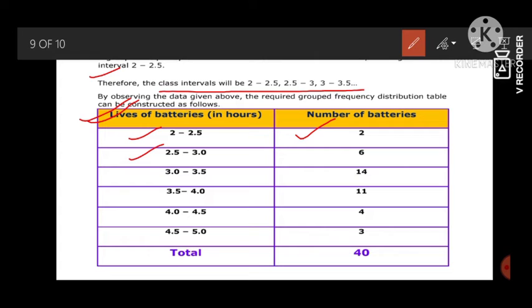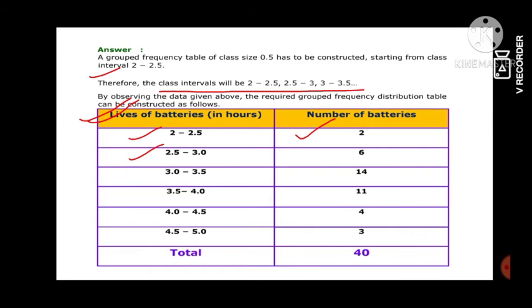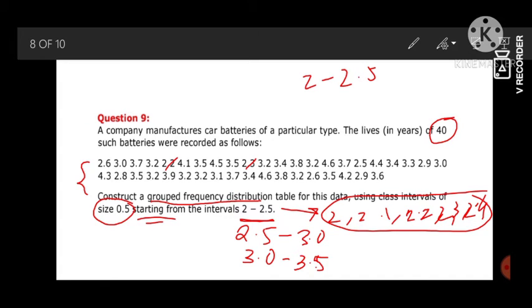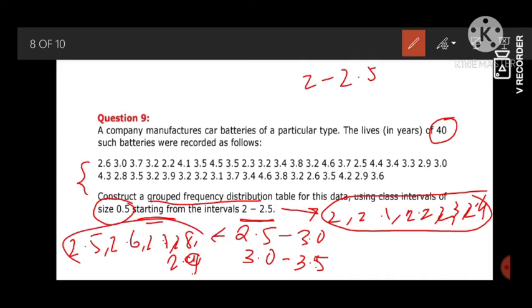Next we have 2.5 to 3.0. So 2.5 to 3.0 means all the numbers from 2.5, 2.6, 2.7, 2.8 and 2.9. Only these numbers we will consider.